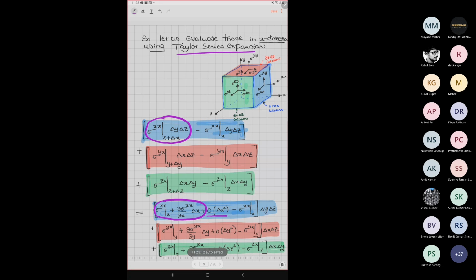Minus the other term, sigma xx. This entire thing is multiplied by your surface area delta y delta z. Now that first component we have written. Let us look at the second component.